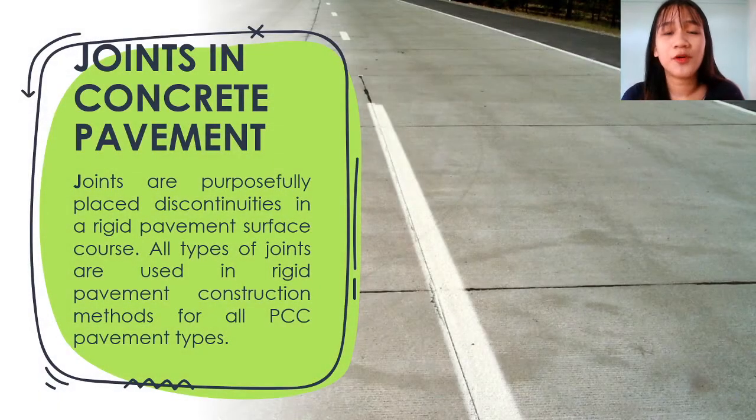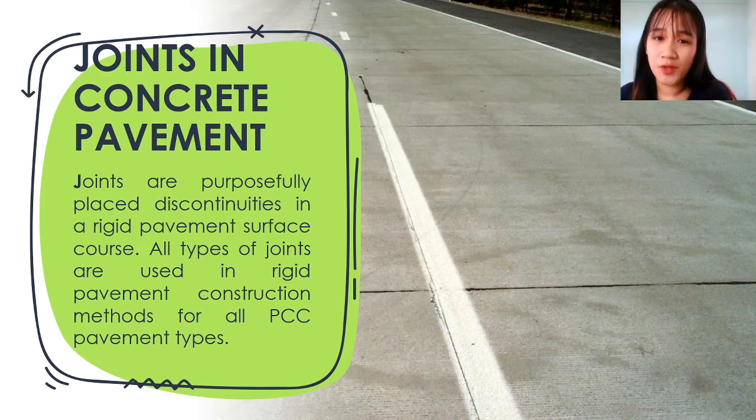Joints are purposefully placed discontinuities in a rigid pavement surface. All types of joints are used in rigid pavement construction methods for all PCC pavement types. A few decades ago, structural engineers, research engineers, and materials engineers in our highway departments have learned a lot about the efficiency of joints in concrete pavement.